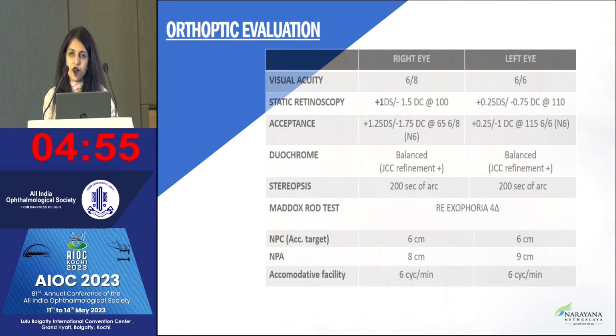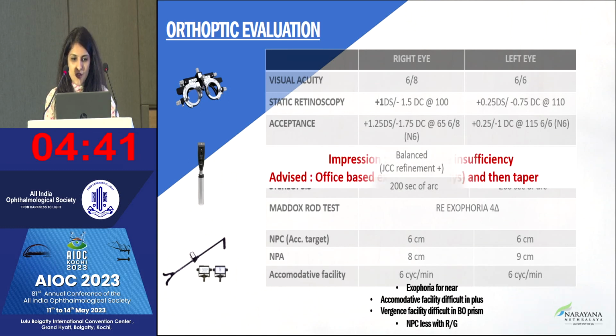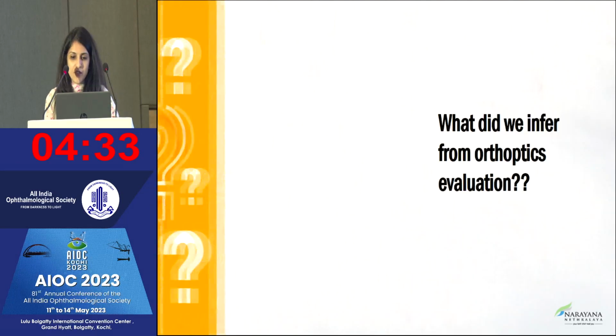And we also subjected her to a detailed orthoptics evaluation. And she had a right exophoria for near, along with the accommodative facility, which was found to be difficult in plus, and the vergence facility with a binocular prism, and the NPC was also less. So she was diagnosed with a convergence insufficiency and was advised office-based exercises for 10 days with taper.